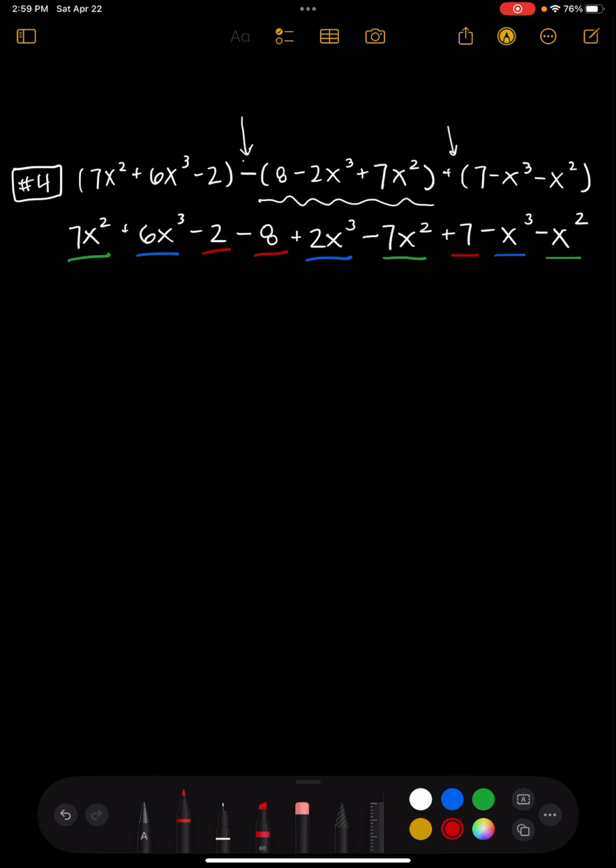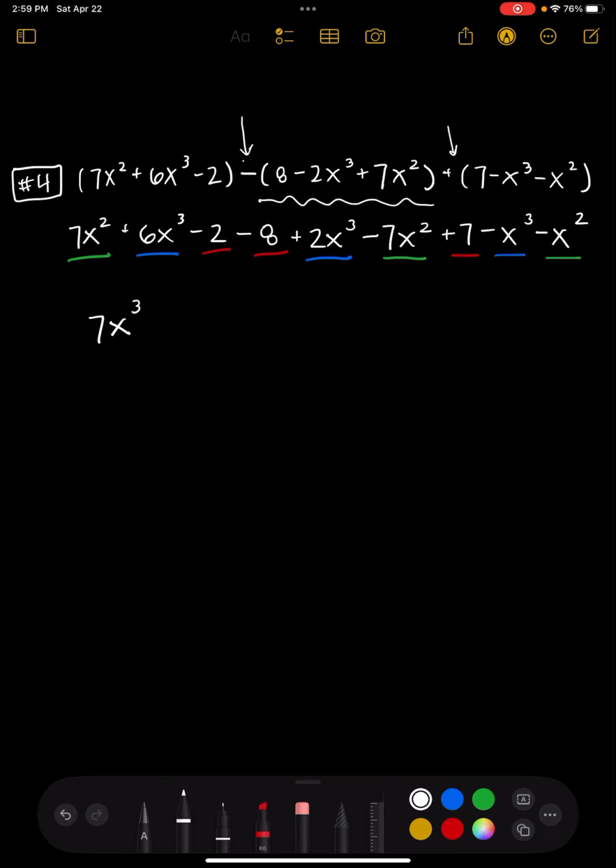Okay, so now let's combine like terms. We want to start with the highest exponent first, which looks like it's the x cubeds. So for the x cubeds, we have 6x cubed, 2x cubed, and negative x cubed, which that negative x cubed is like a negative 1x cubed. So 6 plus 2 minus 1 would give me 7, which means that when combining like terms, I'm going to get 7x cubed. Then let's go to the x squared.